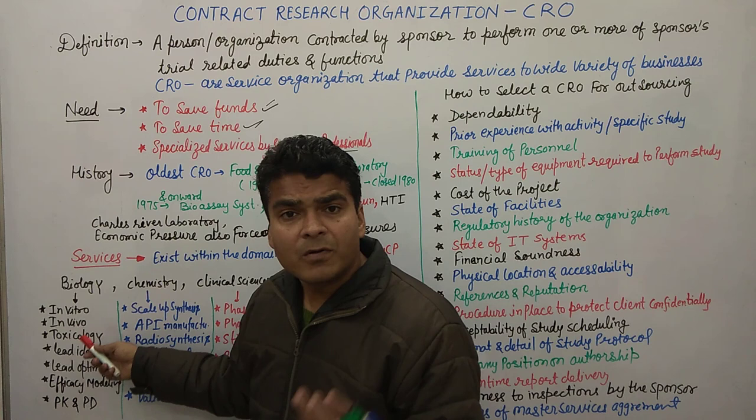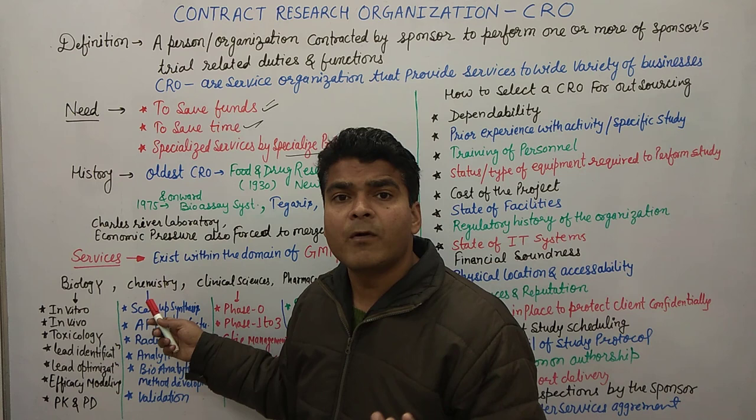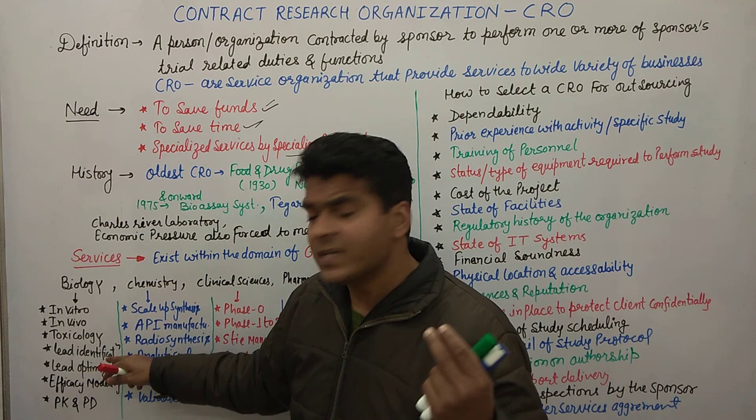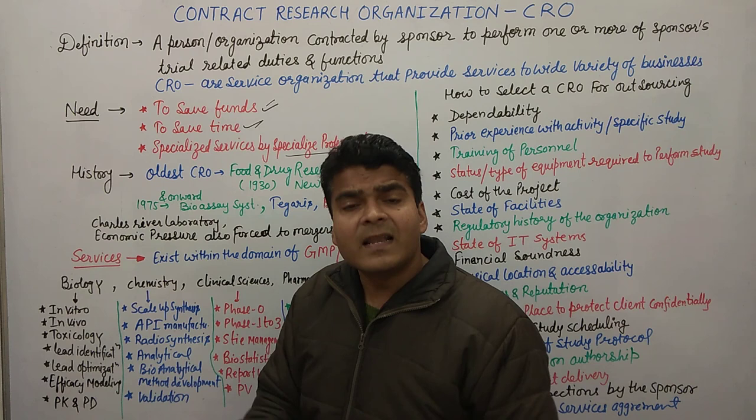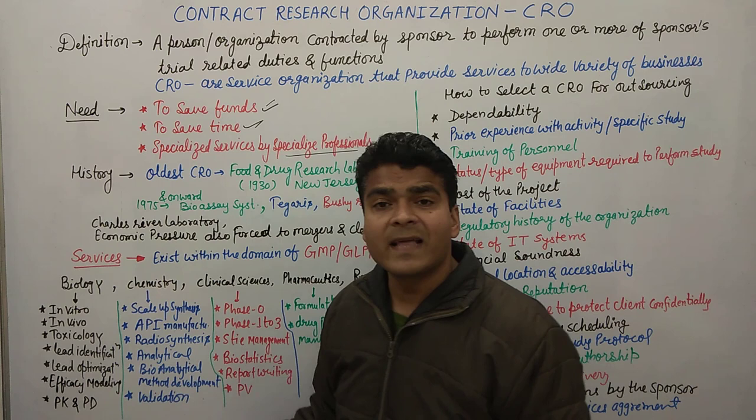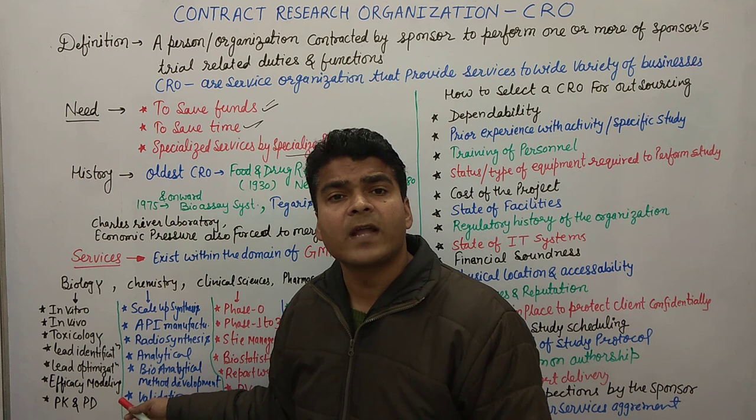I hope you also know about the drug development process. You have heard the terms lead identification and lead optimization, so I am not explaining these terms. The other one is efficacy modeling, how efficacious the drug is. In the biology laboratory they develop efficacy models, so this is called efficacy modeling. Then pharmacokinetic and pharmacodynamic studies. In pharmacokinetics, ADME, and pharmacodynamic studies. All of these activities are performed under the umbrella of biology.